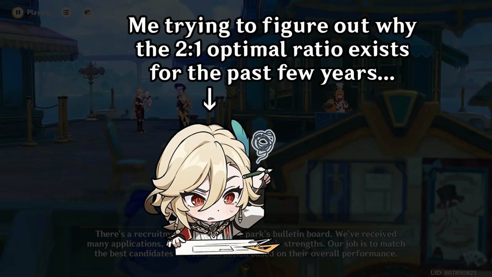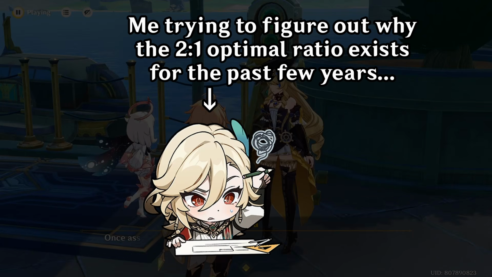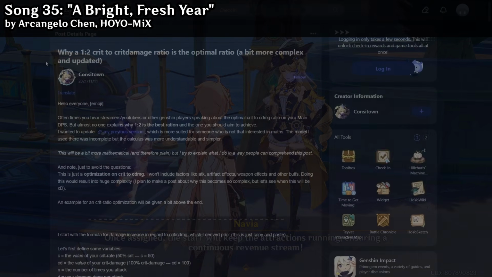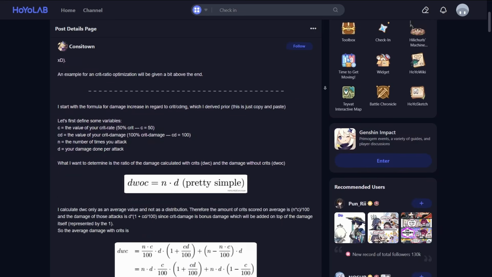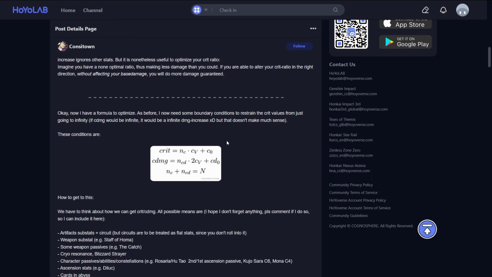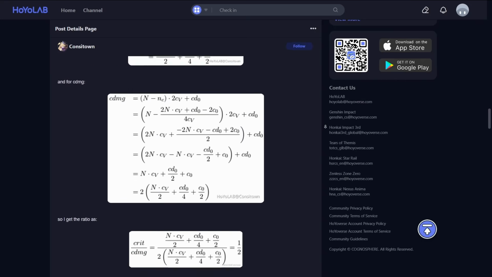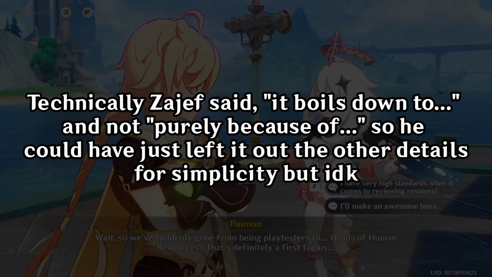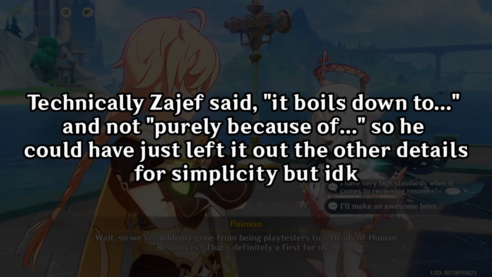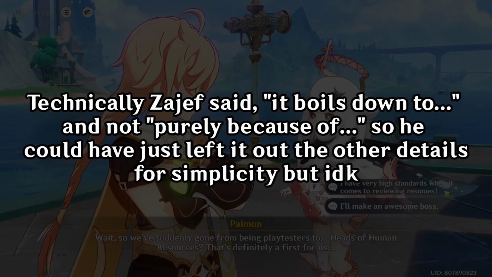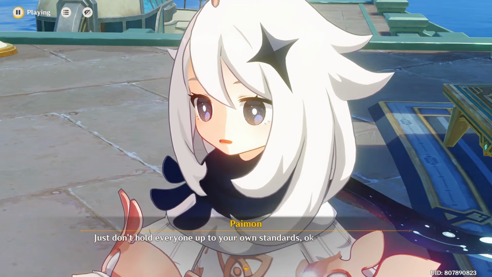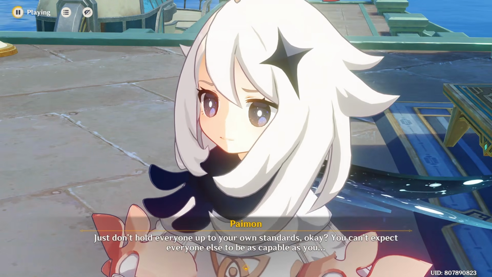For the longest time, I thought that the 2-to-1 ratio was simply a result of brute forcing calculations and not something that could actually be proven. It was only when I came across this HoYoLAB post that I was truly convinced that the ratio was optimal. And that's why I'm trying to point out that saying it's purely because crit damage is twice that of crit rate does not automatically mean that the optimal crit rate to crit damage ratio is 2:1.